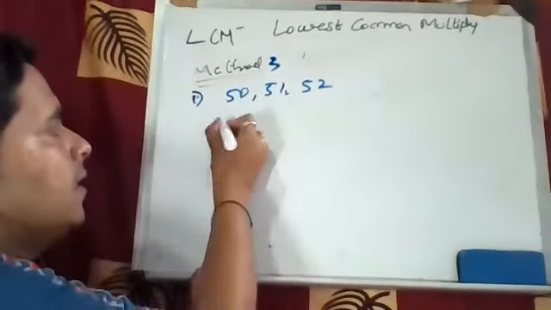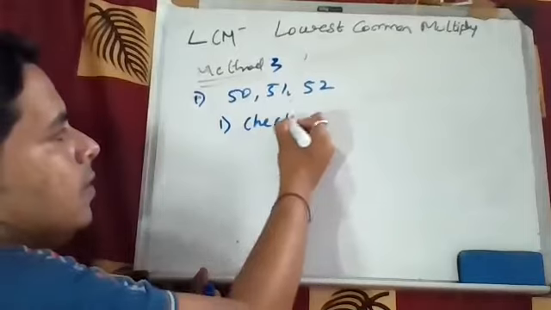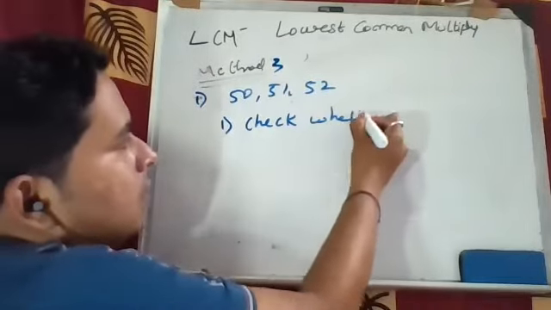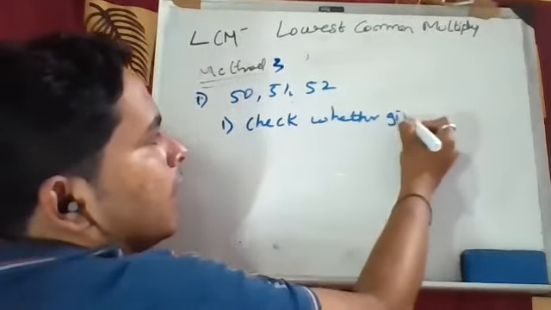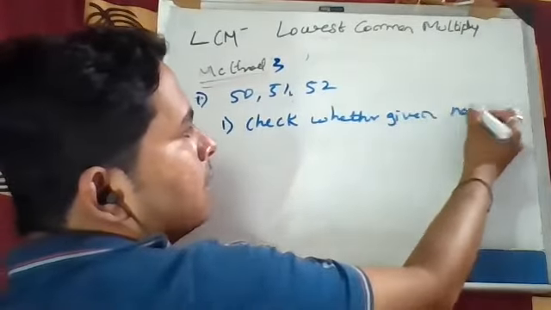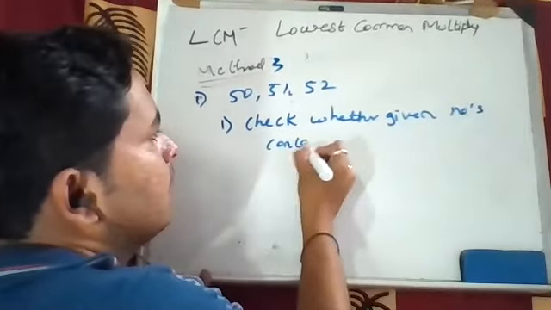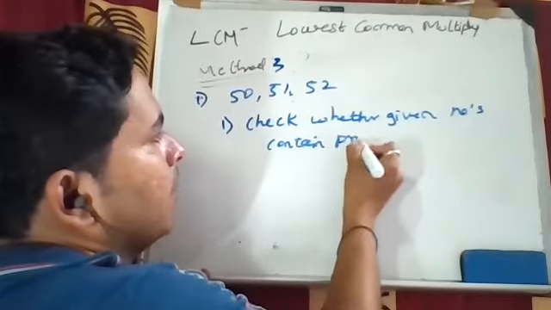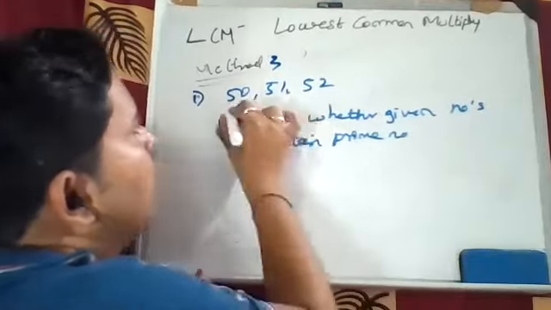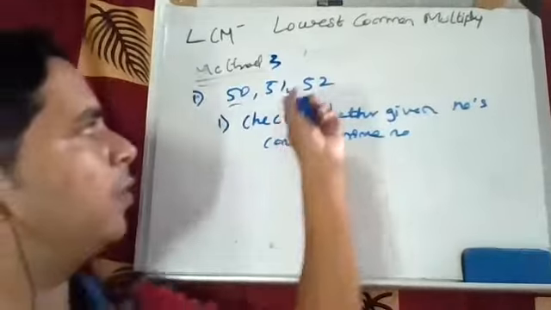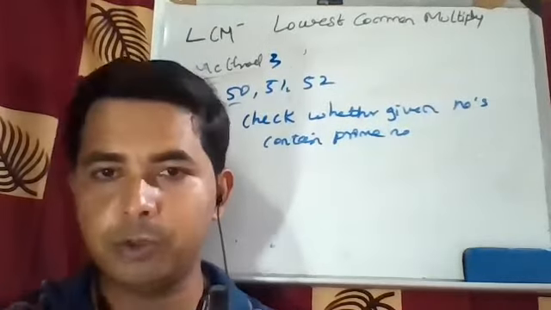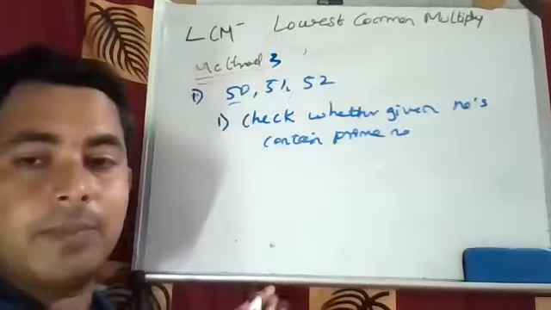What is the condition? Check whether the given numbers contain a prime number. ओके, देखो 50 भी प्राइम नंबर नहीं है, 51 भी प्राइम नंबर नहीं है, 52 भी प्राइम नंबर नहीं. सो इसका एलसीएम क्या होगा?